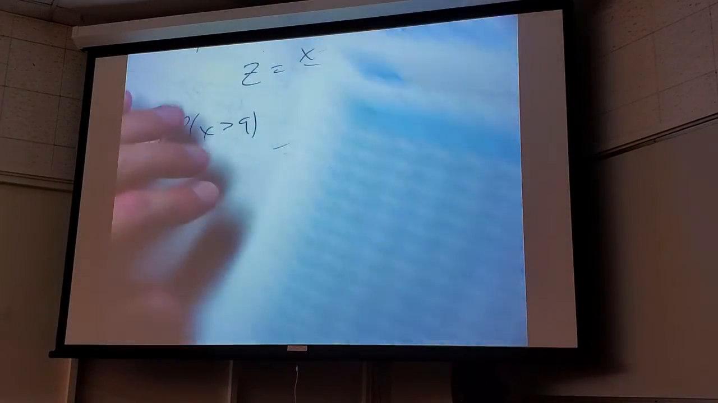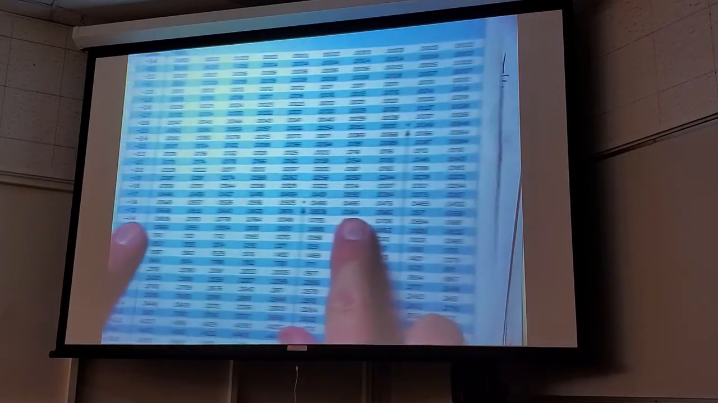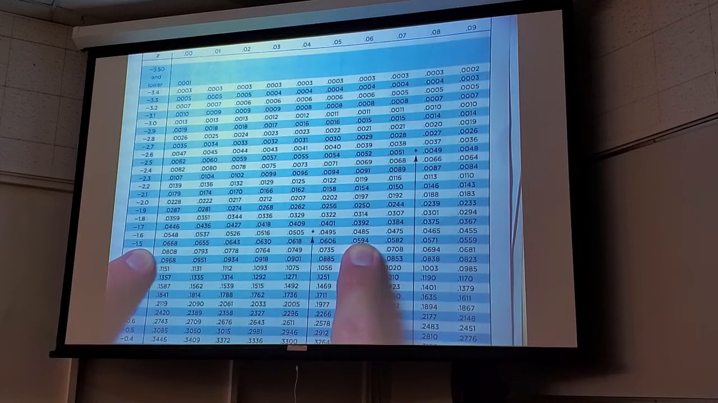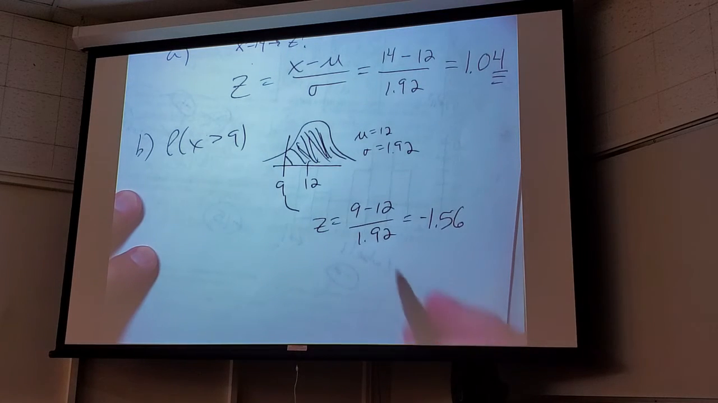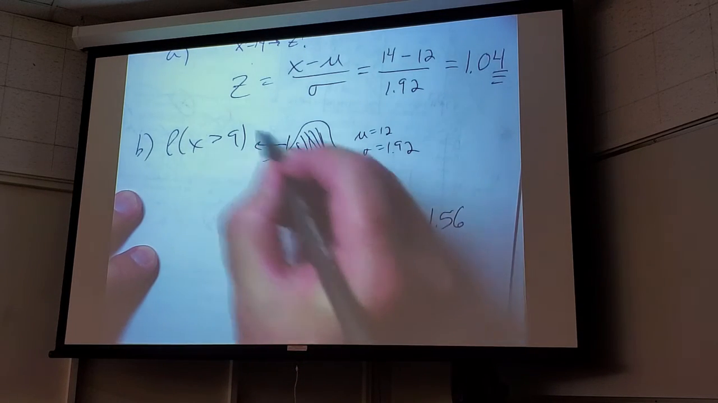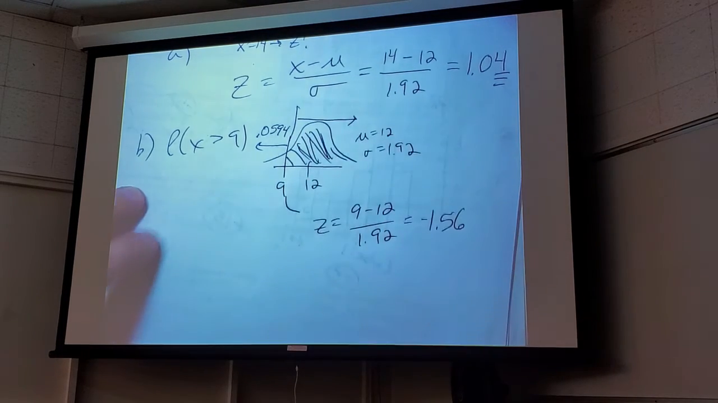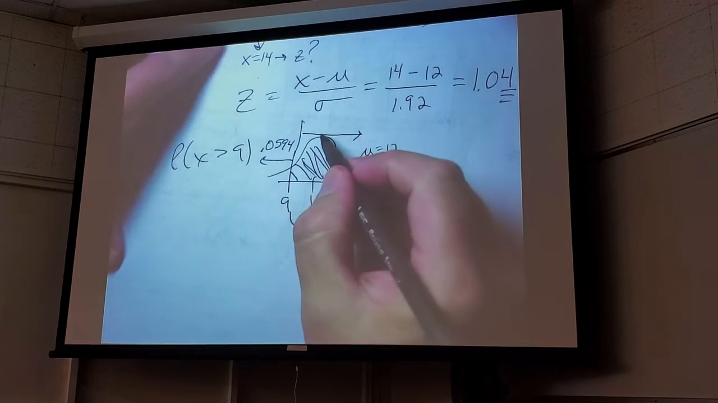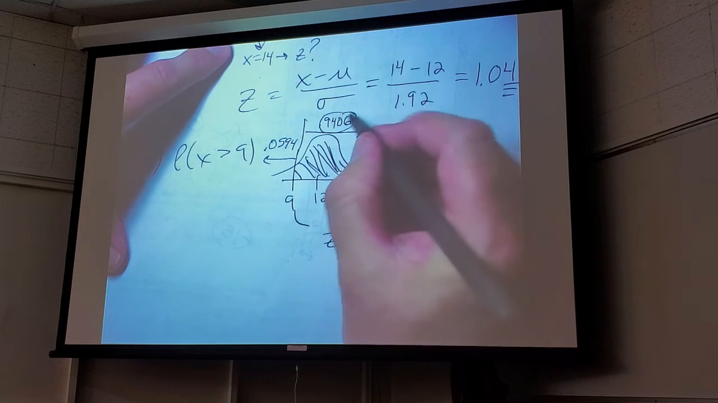On the negative side of the street. Negative 1.56, right? 0.0594. Where is that on the picture? On the left side. Yeah, it's this area. And then again, 1 minus. So do you see how the work was exactly the same? Just the numbers changed. So that'd be 0.9406.